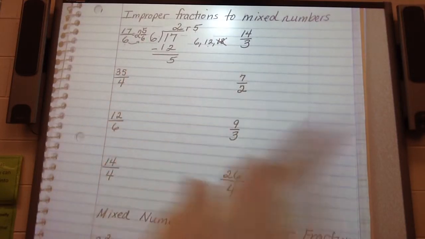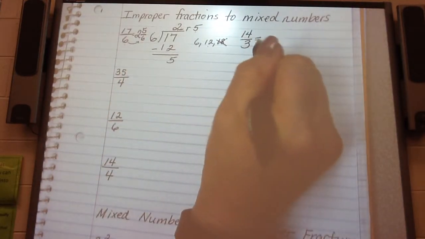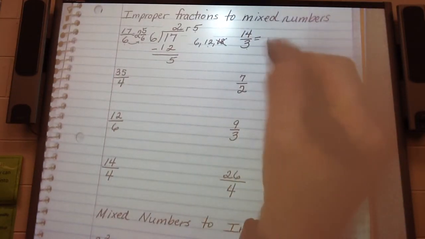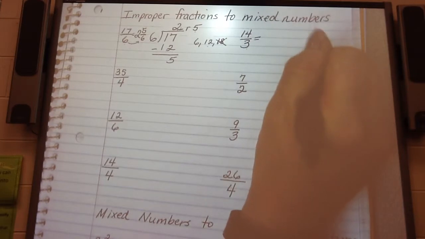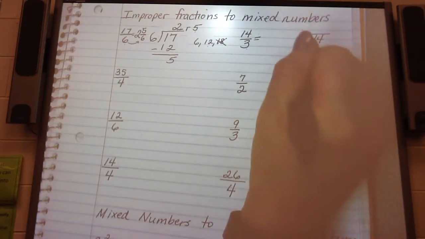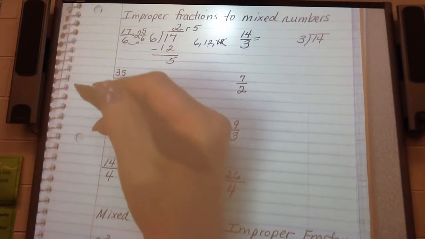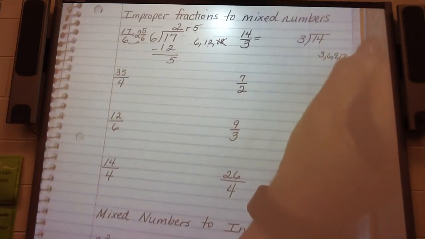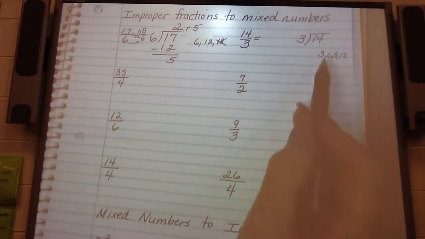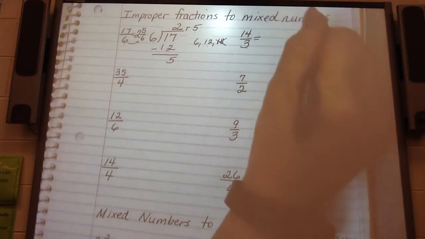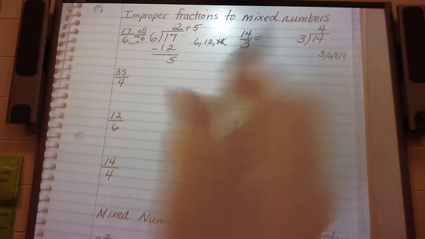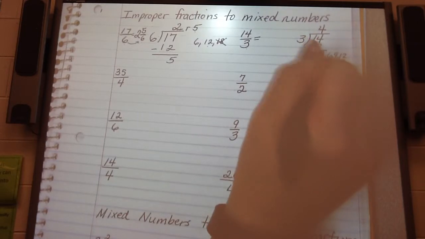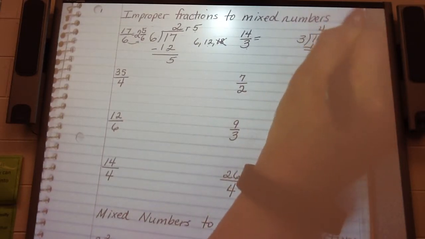Let's try again. We'll work with the 14 thirds. Again, same idea. We're doing 3 into 14 because that's what this means, dividing 14 by 3. So off to the side, I'll do 14 by 3. How many 3's can I make out of 14? Well, if I count by 3's, 3, 6, 9, 12, and 15 would be too many. So I have 4 3's. 4 times 3 is 12. When I subtract, I get 2. So my remainder is 2.